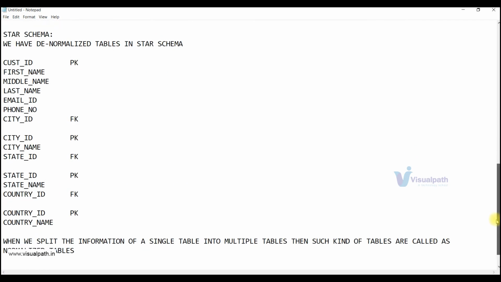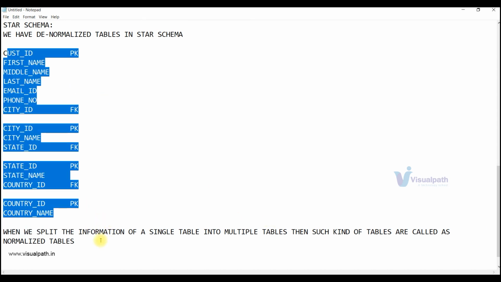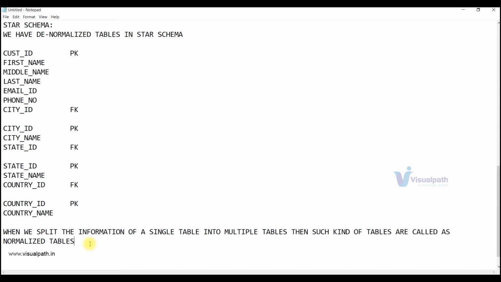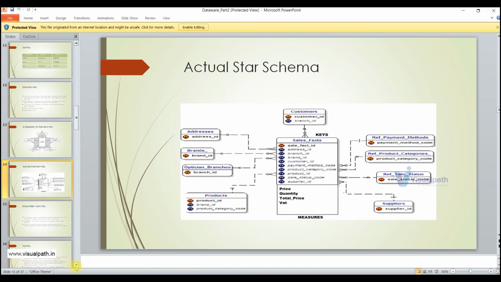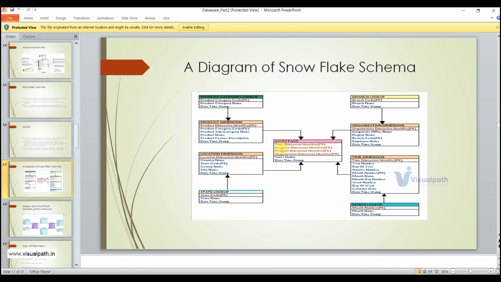So when we try to split, as you see on the screen now, such kind of schema is called a Snowflake schema. There's no change apart from this, everything is the same. Similarly, there also you can see the fact table sits in the middle, surrounded by dimension tables, but each dimension is again split into some sub tables.